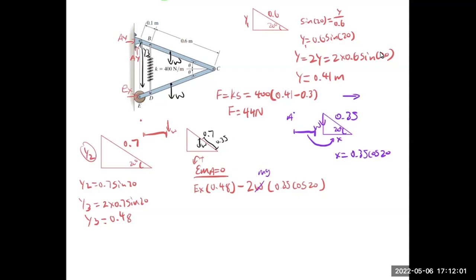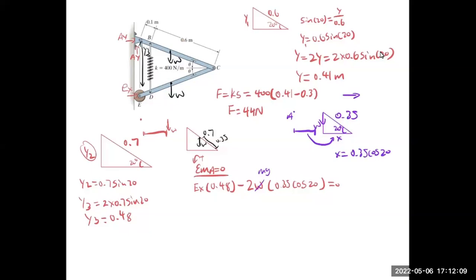Okay. And then equals 0. And then we solve to get EX. So we know that g is equal to 9.81, right? So that's EX times 0.48 minus 2 multiplied by 9.81 m multiplied by 0.35 cosine of 20 equals 0. And you get EX equal to 1.37.